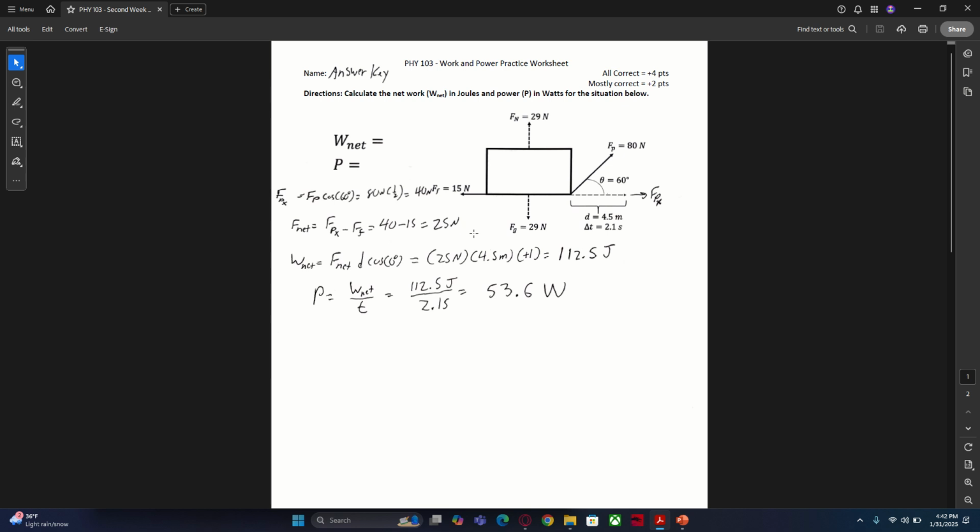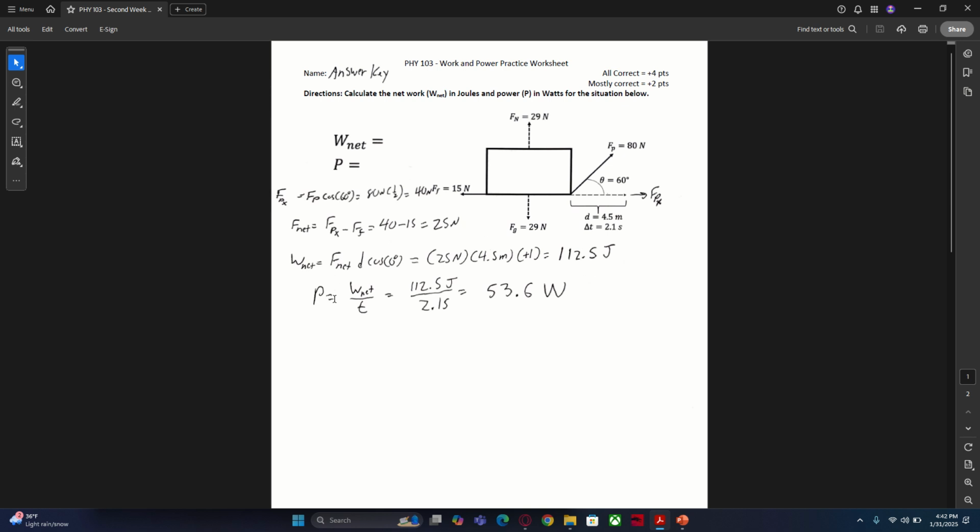But the net force, 40 minus 15, that would be 25 newtons. The distance vector, we're told the object travels 4.5 meters, so that would be our distance vector. And as far as cosine of 0 degrees, that's the same thing as positive 1. So what we end up getting is 112.5 joules of energy. Positive, that just means that's energy being used to push this object, so energy being pushed into the system to move it.